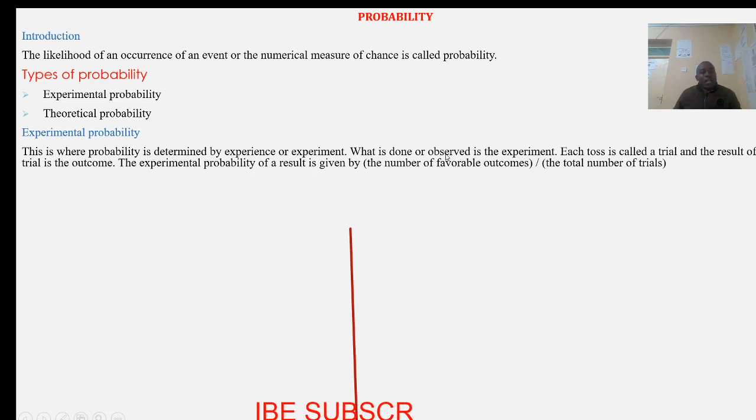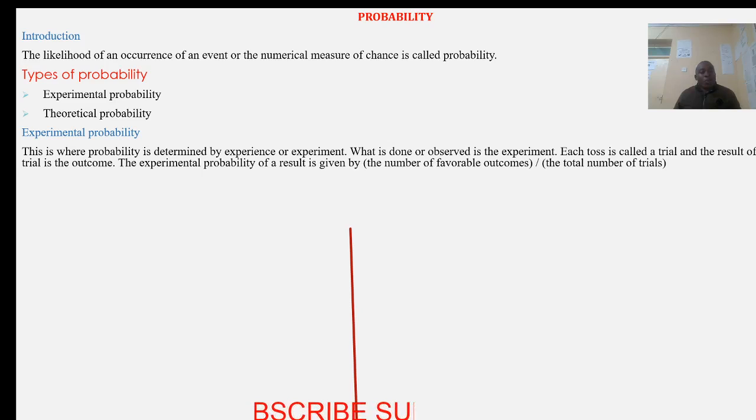What is done or observed is the experiment. Whatever you do or whatever you observe is the experiment. For instance, when you toss a coin, each toss is called a trial, and the result of the trial is the outcome. That is, when you toss it once, that one tossing is called a trial, and what you get, either a head or a tail, is what you call the outcome.